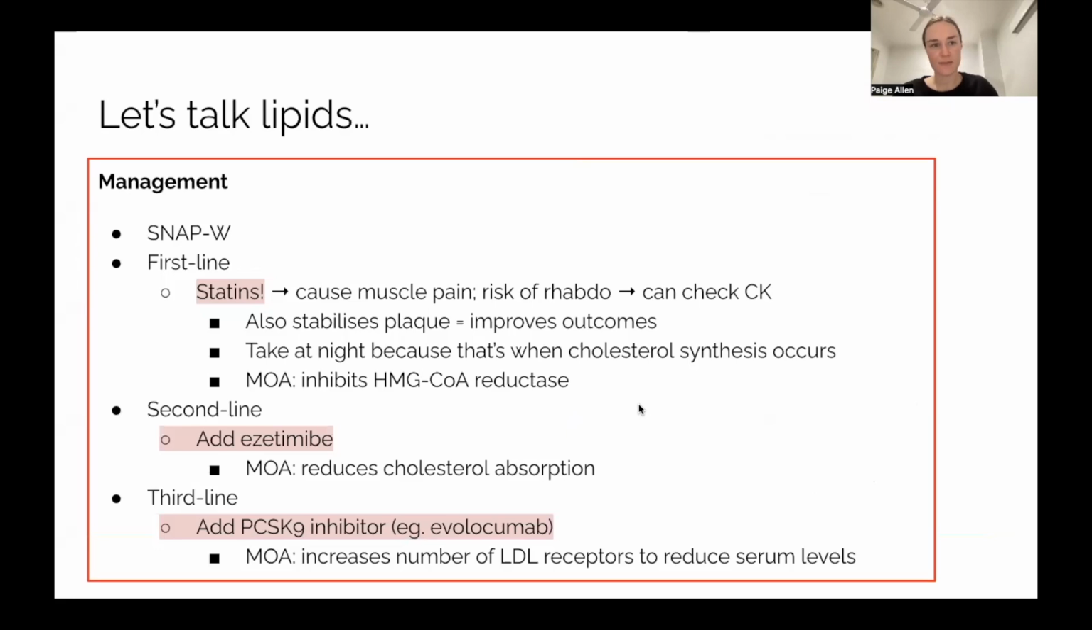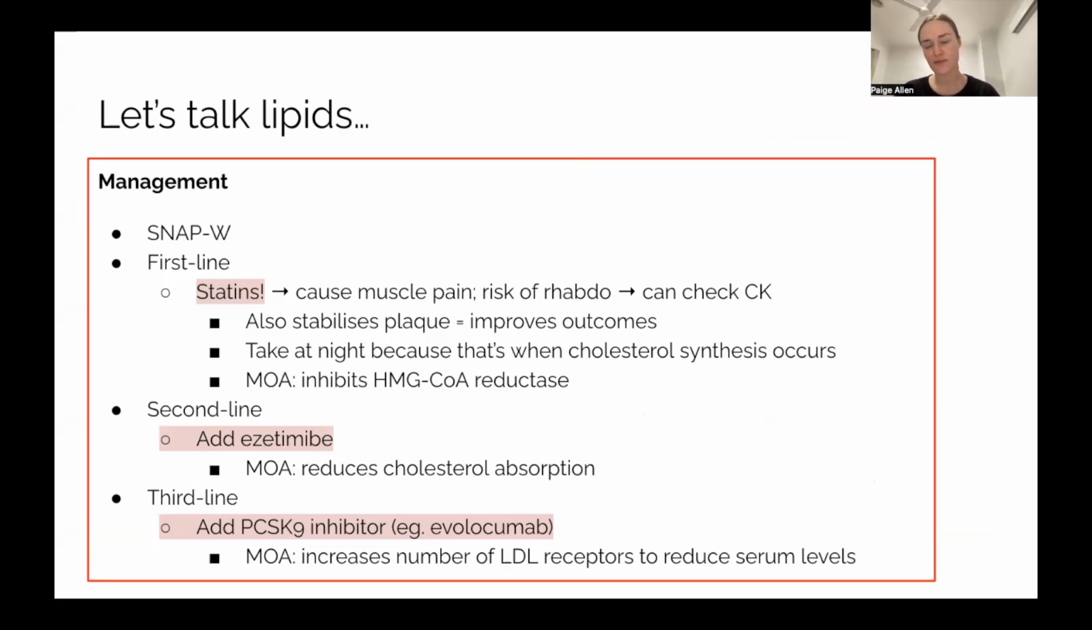All right. So if we go to the next stage of actually talking about how to do your lipid management for atherosclerosis, I just put this in here to talk about the drugs. Obviously, we do our SNAP-W as a first line, and then past that, statins are great. Statins work first by lowering cholesterol, but second, they actually help to stabilize plaques. So you're less likely to get that plaque rupture, which is why we like to use them.